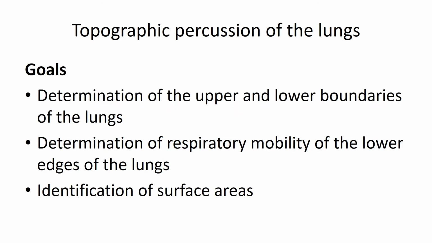Now let's talk about topographic percussion of the lungs. The goal of this type of percussion is determination of the upper and lower boundaries of the lung. The second goal is determination of the respiratory mobility of the lower edges of the lung, so how they are moving. And identification of the surface area. So these are the main goals of topographic percussion.